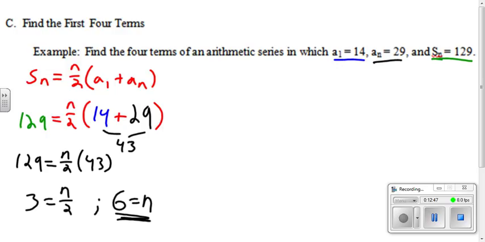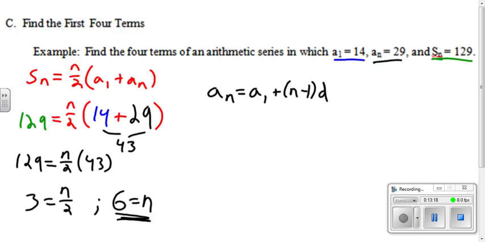So we know how many numbers we have that we're working with. That's n is 6. Now we need to find our nth term equation. So that goes back to 11.1 stuff, where we had a sub n equals a sub 1 plus n minus 1 d. This will help us find d. Once we know d, we can find the other terms. Again, we just plug in what we knew from before.